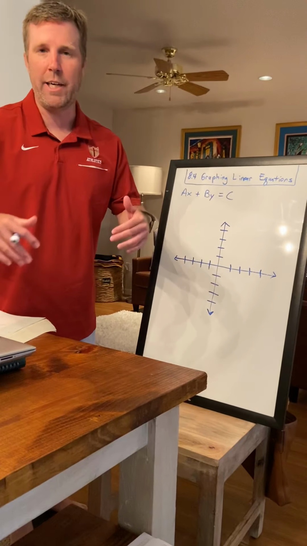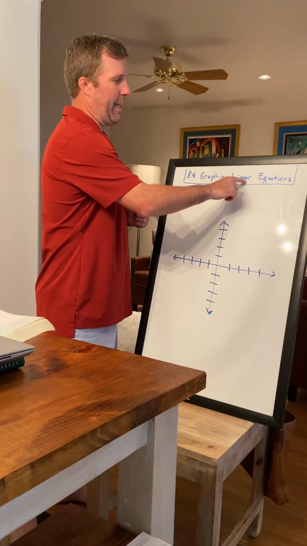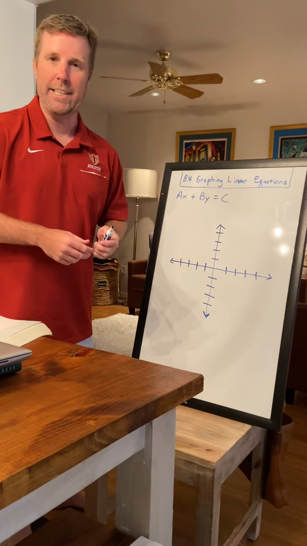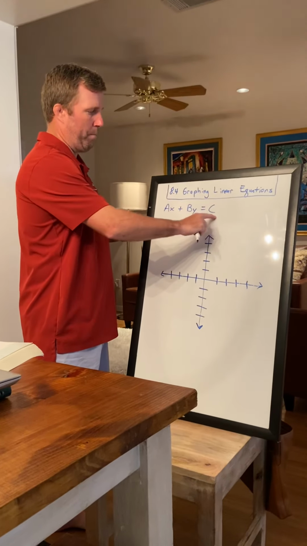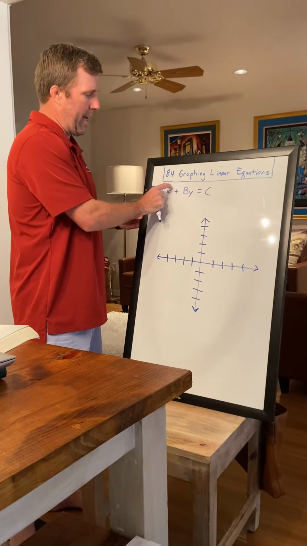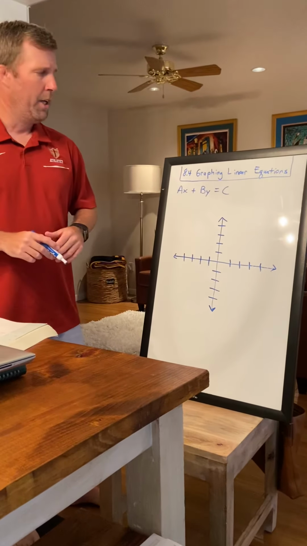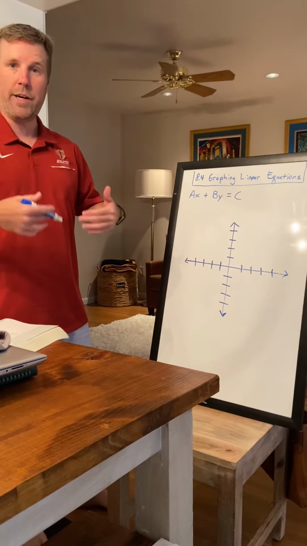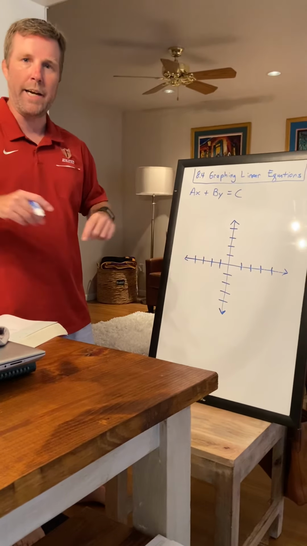Guys, a linear equation. If you look at the word linear, L-I-N-E-A-R, the word line is in linear. A linear equation is in this form: AX plus BY equals C. It has an X term, a Y term, and a constant, okay? So these linear equations, most of the time, will have an X and a Y in it, okay?